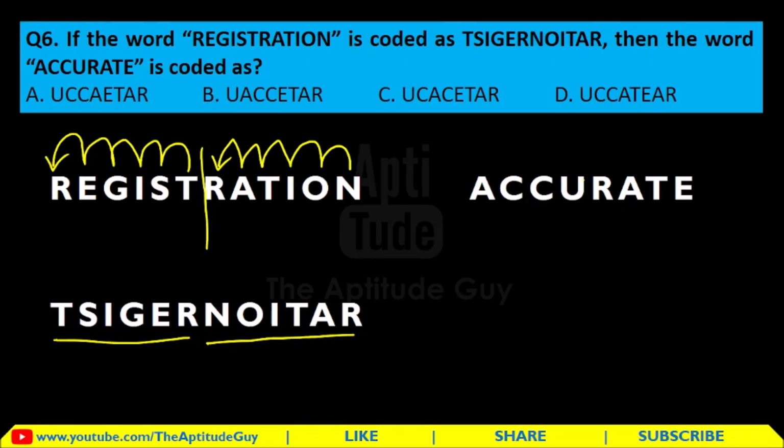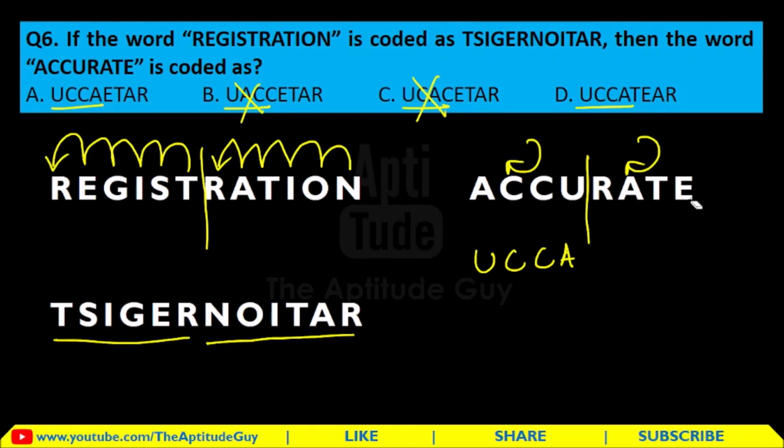Now we apply the same logic to the word accurate. We split it into two halves. First the opposite of this and then the opposite of this. So we have UCCA. Let's look at the options. We have UCCA, UCAC gone, UACC gone, UCCA.